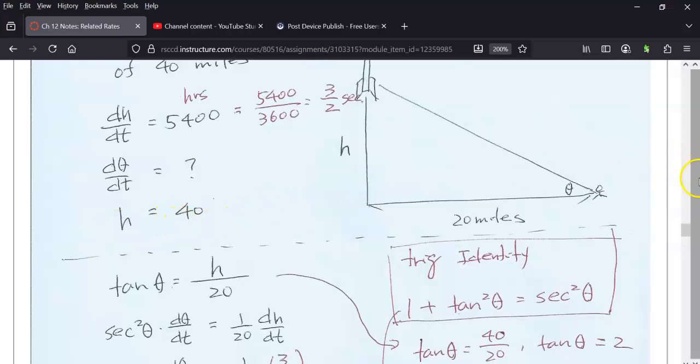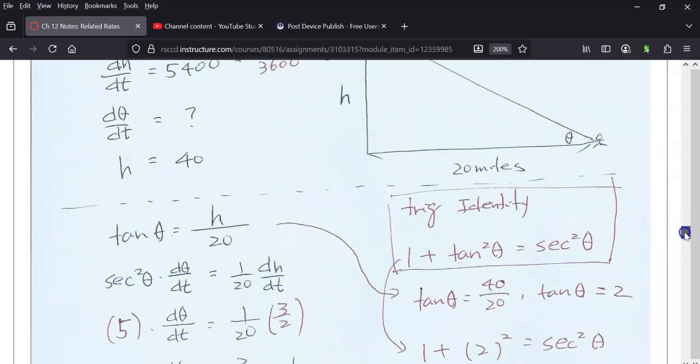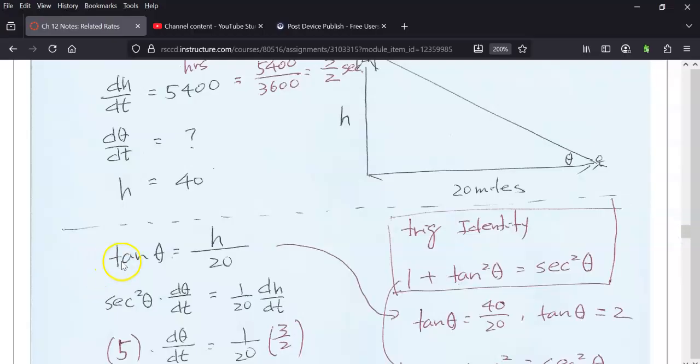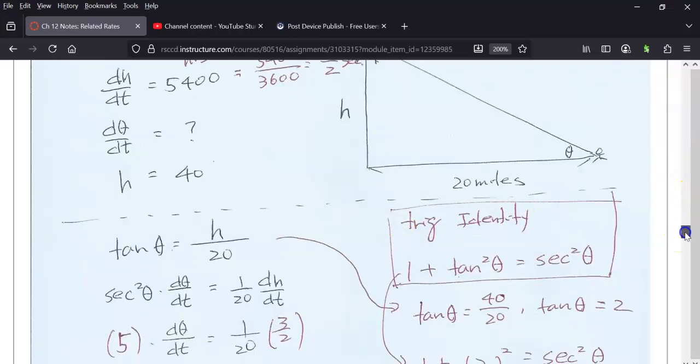So this particular question, it's not like we're using the Pythagorean theorem, because it doesn't have all three sides, and plus you're not looking for a side, you're looking for a missing angle. In that case, we need to use trig relations. So tangent of theta. Why do we use tangent? Because tangent is opposite over adjacent, and that's what was given to us. We don't care for the hypotenuse, there's nothing there. So tangent theta equals h over 20. That's the equation we're going to take the derivative of.